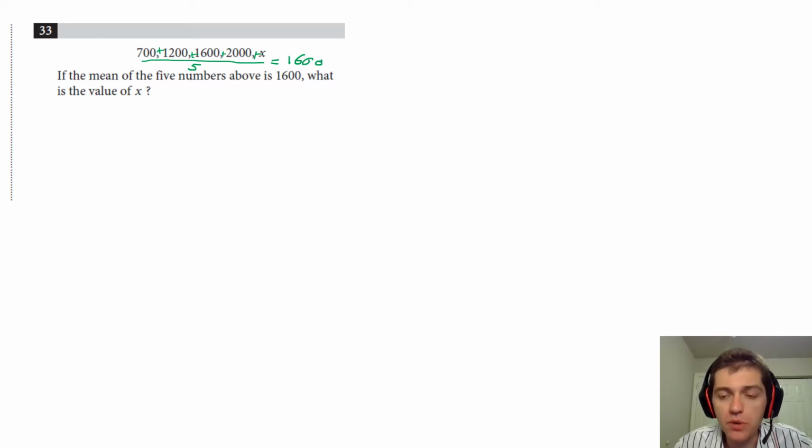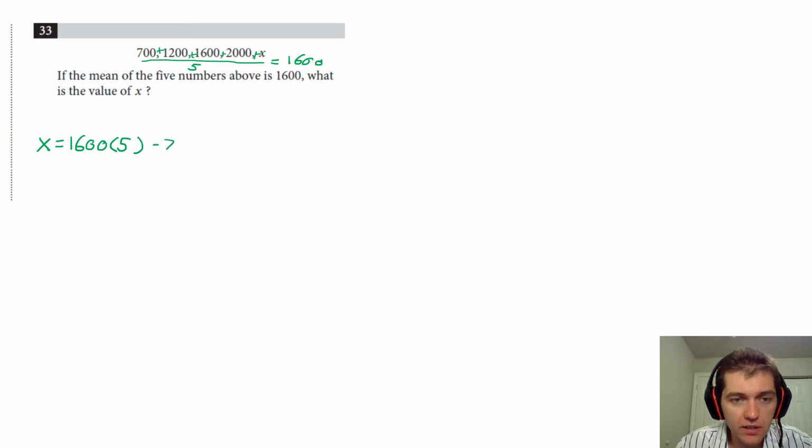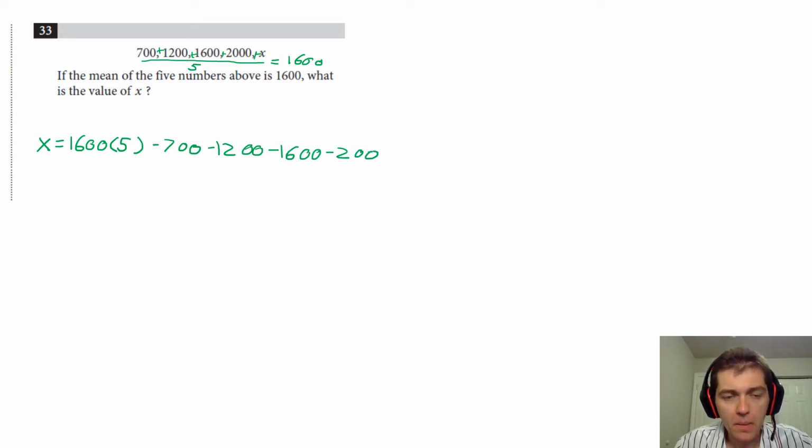At this point, you can probably see in your head what you have to do to solve for x. Multiply by 5, subtract out all the numbers. You can probably plug that right into your calculator. I'll write it out just in case it's not clear. You'd have that 1600, you'd multiply by that 5, and then you'd subtract 700, subtract 1200, subtract 1600, subtract 2000. Plug all that into your calculator. I actually did it earlier because I screwed up this question recording this video earlier, so I actually already know this is 2500. And you can bubble that answer in.